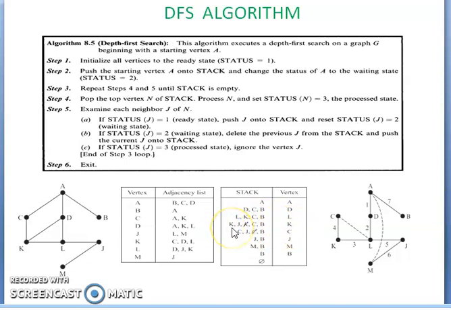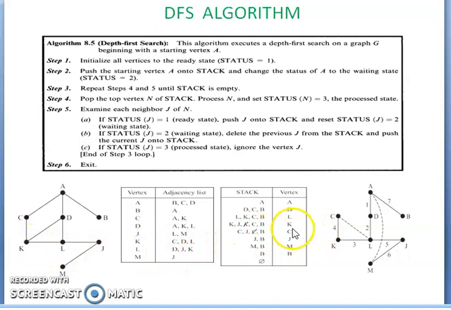What are the neighbors of K? One is C, the second is D, and the third is L. C, D, L. What is the status of C? C is not processed. Only A, D, L are processed so far. C is not processed, but it is in waiting. So you remove the C from the stack and place it on top of the stack, because the waiting state is 2.